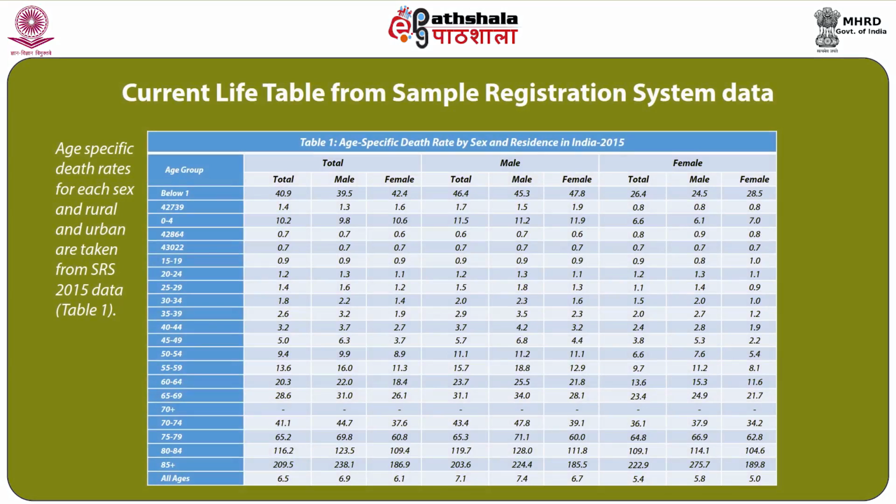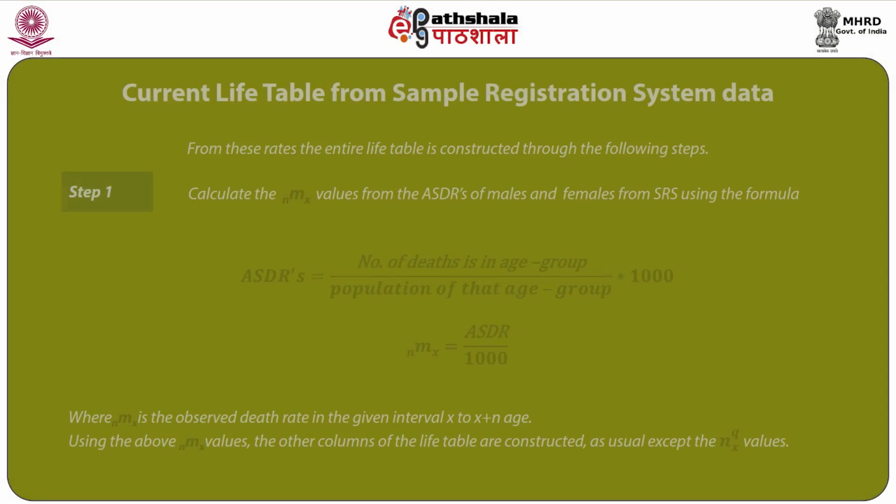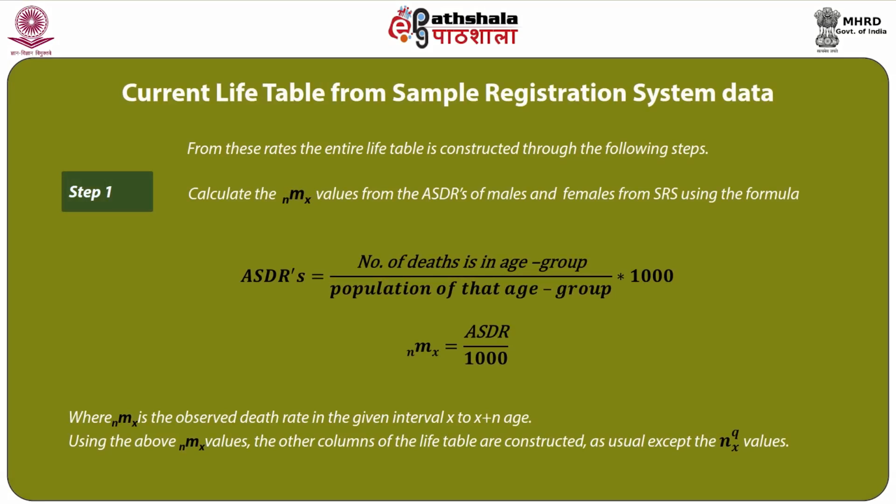The table clearly depicts, from the current life table from sample registration system data, the various age specific death rates for each sex and rural and urban, which are taken from sample registration system 2015 data. From these rates, the entire life table is constructed through the following steps.